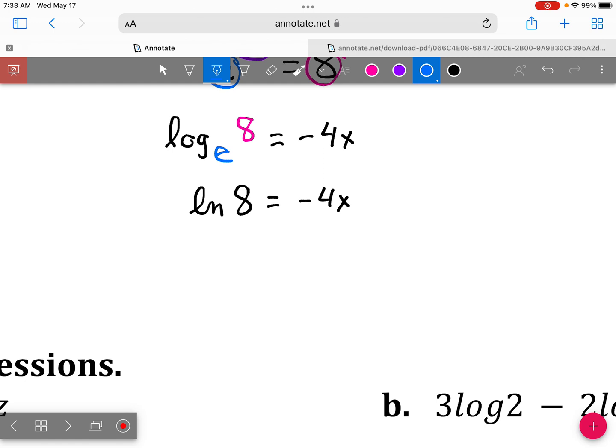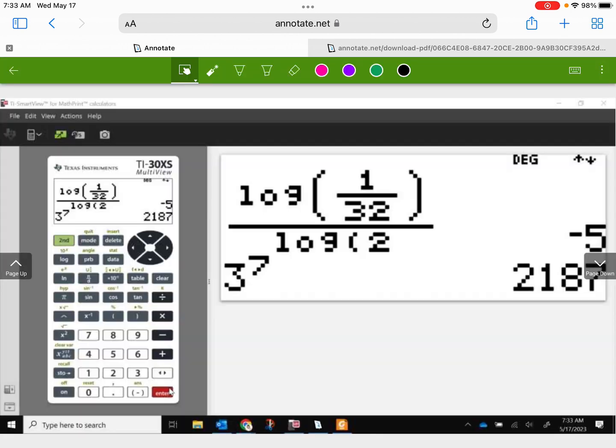Divide negative 4 on both sides. So we're going to have two ways of writing this solution. X is the natural log of 8 over negative 4. Or to get our decimal estimate, we type that in the calculator.